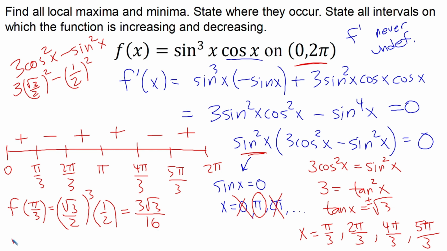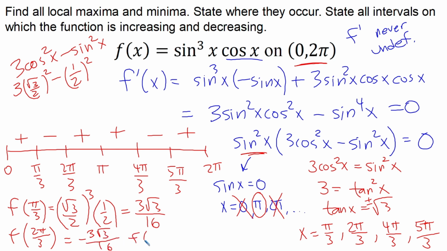And f of 2 pi over 3, well, 2 pi over 3 is in the second quadrant. That makes it a negative value. But otherwise, the root 3 over 2 and the 1/2, those aren't going to change. The only thing that changes is the value of cosine. And in the second quadrant, sine is still positive, but cosine is negative. So this is going to be negative 3 root 3 over 16.